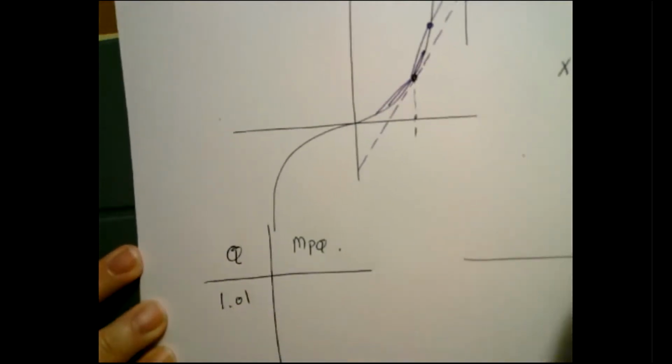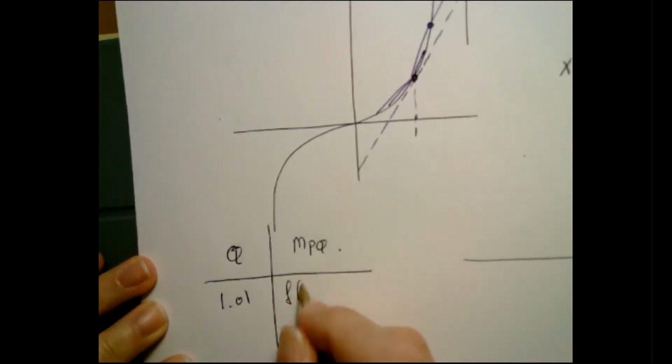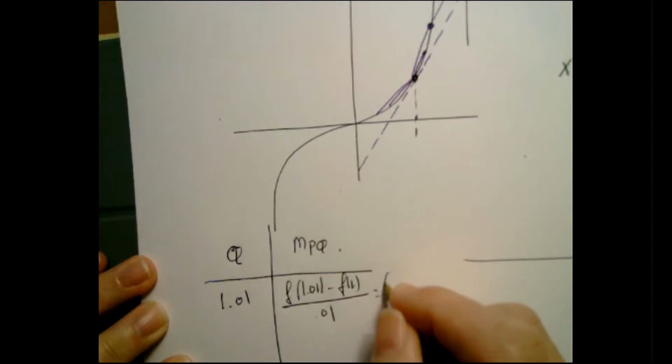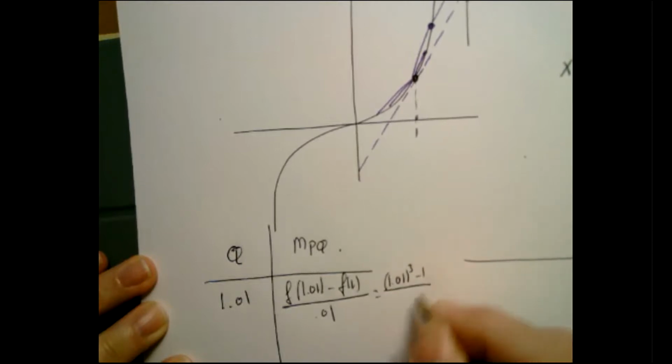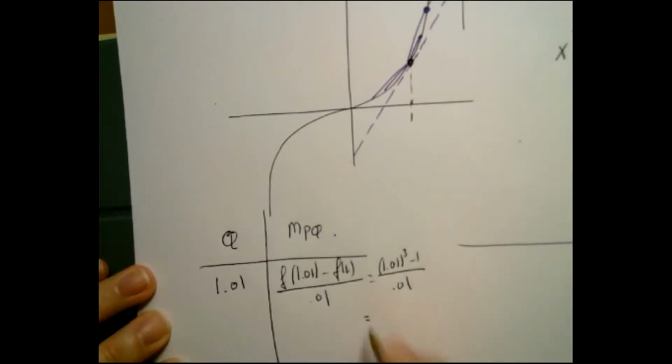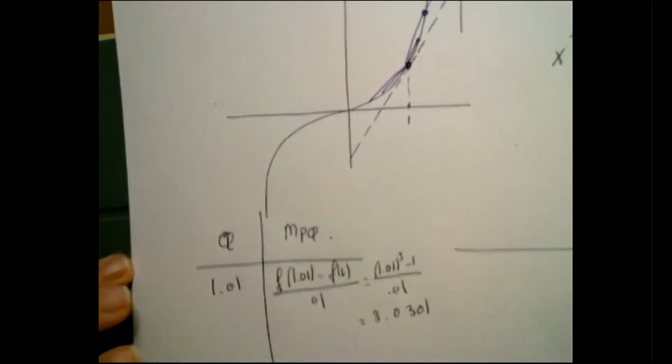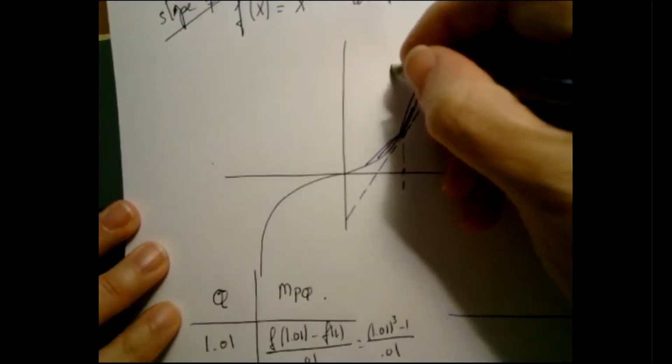We compute them. So we can start with 1.01, and we compute the slope. So the slope is the output at 1.01 minus the output at 1, over 0.01. We plug verbatim into the function, and then we pick up our calculator and we do the math. If we do it correctly, we get something like 3.0301. It means if I take this point, let us say this point is 1.01, the slope of this point right here is 3.0301. That's really what we are trying to do.